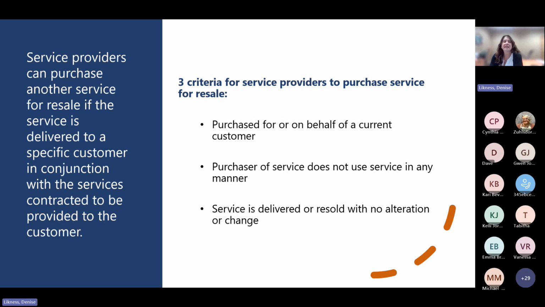So, in this case, let's go with a computer software company that hires a programmer. That programmer customizes a program for a specific client. The sale meets the three criteria. It's for one specific client. That's the thing to remember. It does meet the three criteria here. It's on behalf of a current customer. The purchaser does not use the service in any manner, and it's delivered or resold with no alteration or change. So the software company hires a programmer to customize it for a specific client.